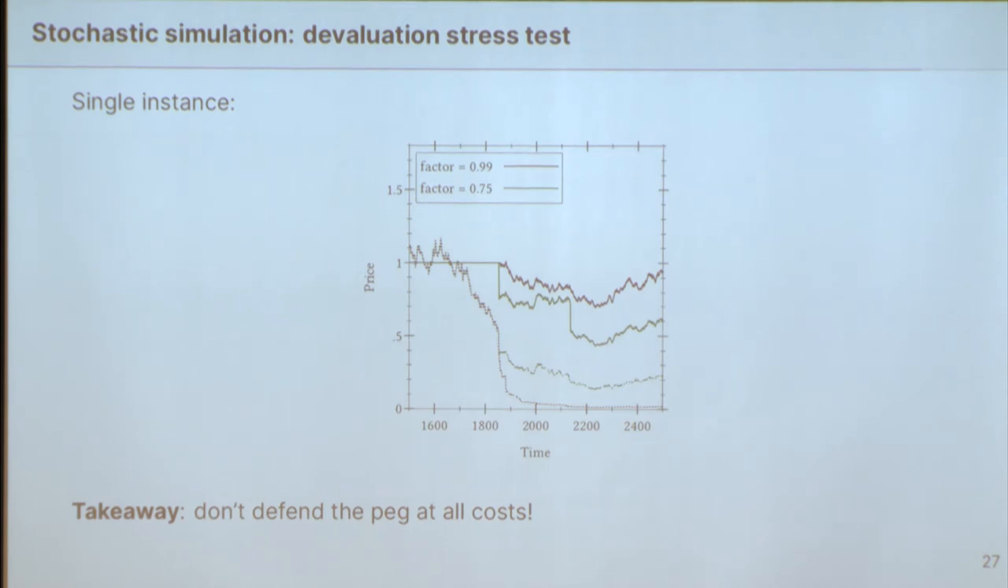But in a scenario where the factor is 0.75, yes, the peg depegs further, but the prices remain reasonable for both of these assets. So the takeaway here is that with any sort of low volatility, decentralized stablecoin, you do not want to defend the peg at all costs because you probably can't.